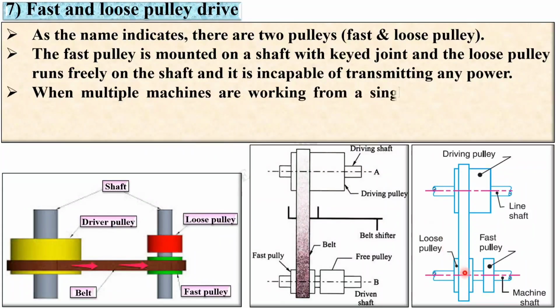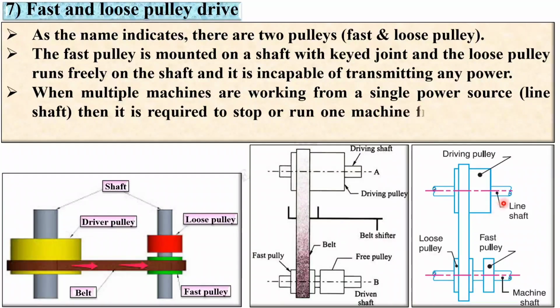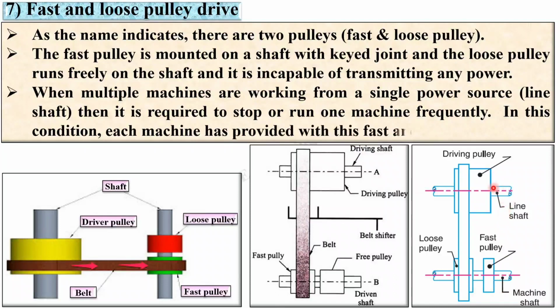When multiple machines are working from a single power source, that means the line shaft, this is called the line shaft and this is called the machine shaft. So this is a single input source and with the help of that you can run many machines. That's why it is called the machine shaft. Then it is required to stop or run one machine frequently without stopping the line shaft. So in this situation, each machine is provided with this type of fast and loose pulley.